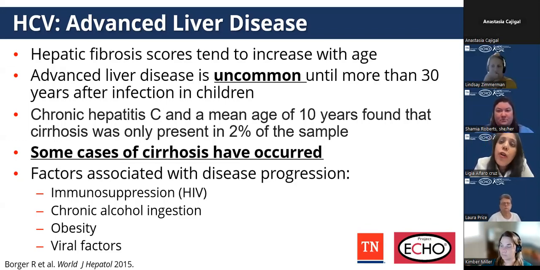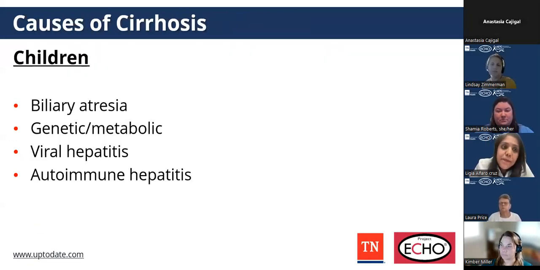Now, something that we're talking more and more about in pediatrics is the obesity pandemic that we're seeing as early as 5 or 6 years of age. And so that definitely can be a factor that we need to be mindful of when we're talking about Hep C and liver disease. Next slide, please.